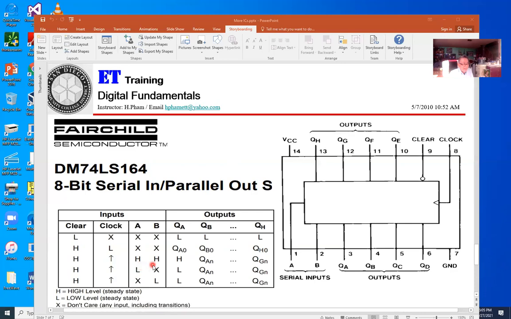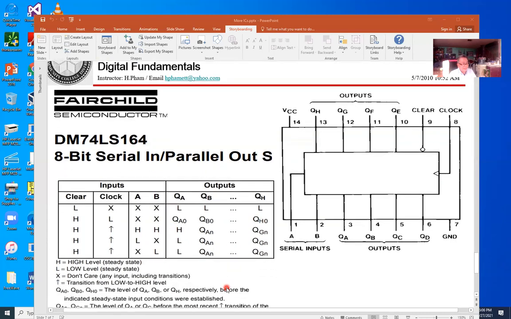When the clock goes from 0 to 1 transition, if the input is high, then the high will go to QA, and QB will be shifted down. And also when the input A is low, then you get the clock, QA now will be low. That means the A, B input here shifts into QA, and whatever was in QA will be shifted down. Okay, so that's how they work.